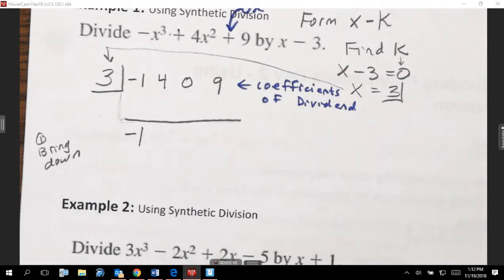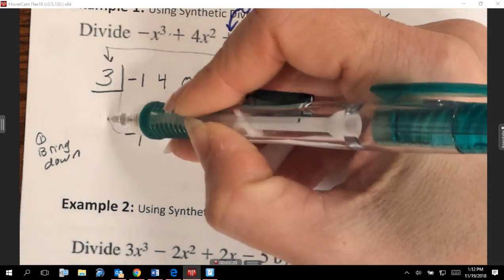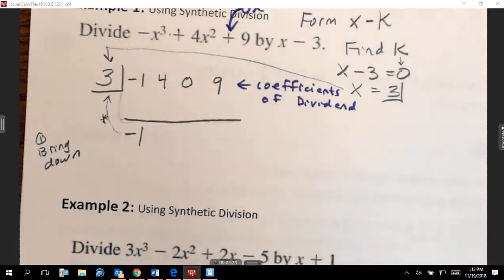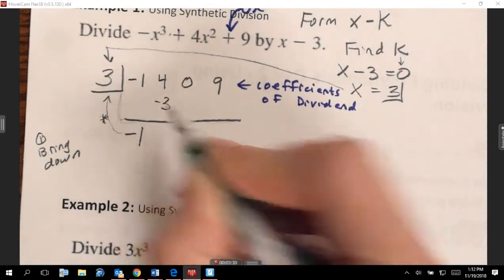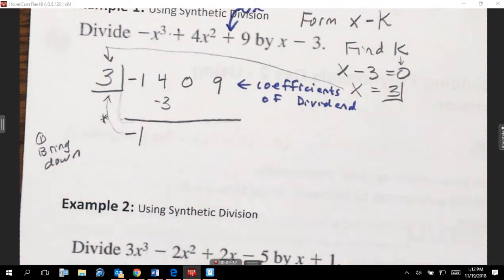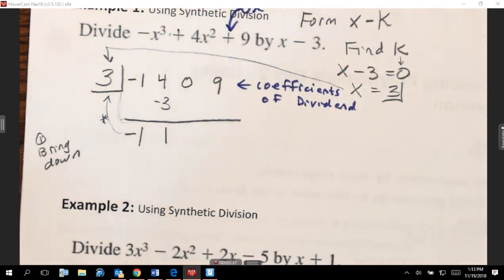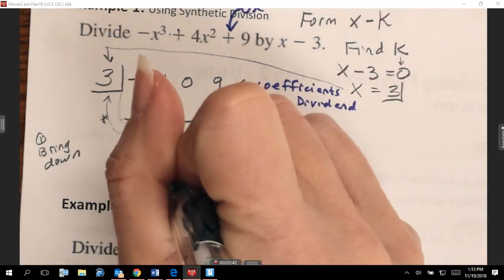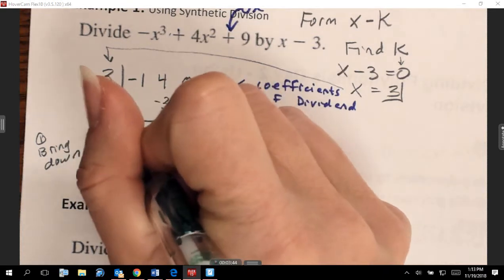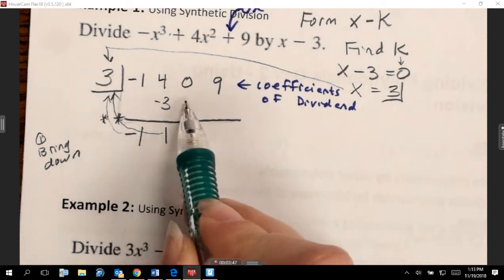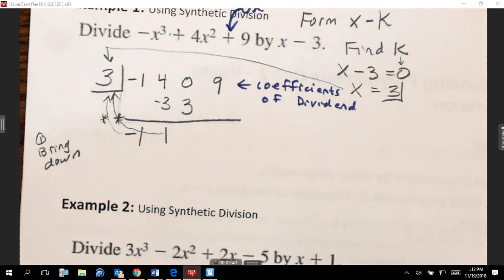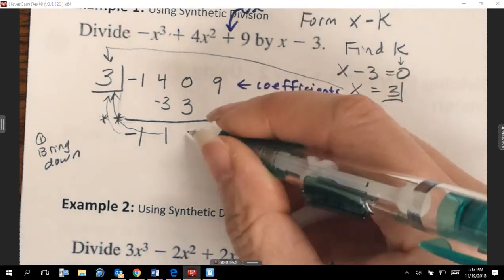Now I multiply. What I multiply is this -1 outside times the 3 that is in the k value spot. That gives me -3. I put that under the 4. So my next step is add. So I add 4 plus -3, that's 1. Now I have multiply again. So I'm going to take 1 and multiply that by the 3 that's outside. I'm going to put it underneath the 0. And then I'm going to add.